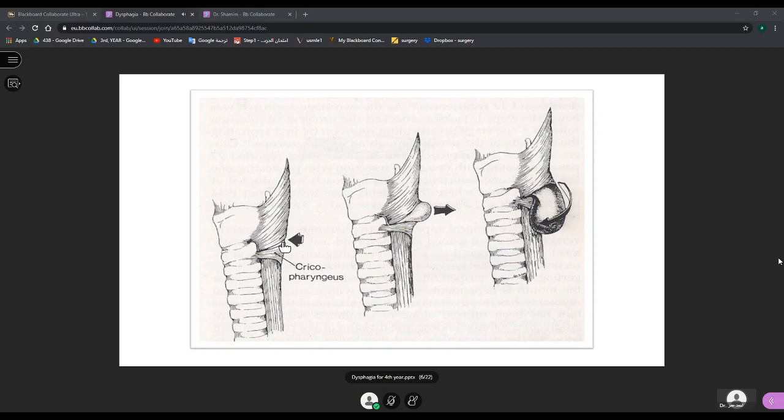This is known as Killian's triangle. What happens is you get outpouching, because this area is weak. It will be pushed to the outside, and steadily, every time the patient eats, it progresses, and eventually you get a large lump, which can actually be felt in the posterior triangle of the neck, most likely on the left side rather than the right side. So this is the pathophysiology.